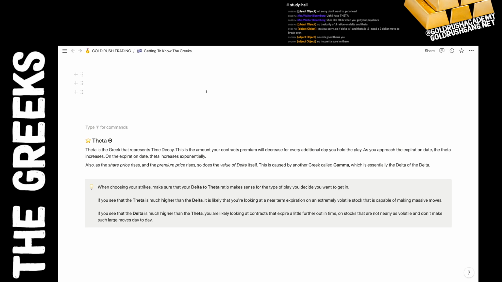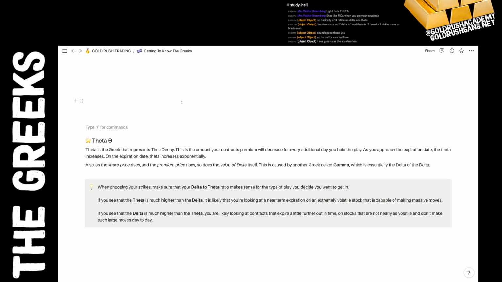All right. So when you're choosing your strikes, and this is actionable advice, make sure that your delta to theta ratio makes sense for the type of play you decide you want to get into. If you see that the theta is much higher than the delta, or the time decay is higher than the amount you're going to get paid per every move up, it's likely that you're looking at a near-term expiration on an extremely volatile stock that is capable of making massive moves.